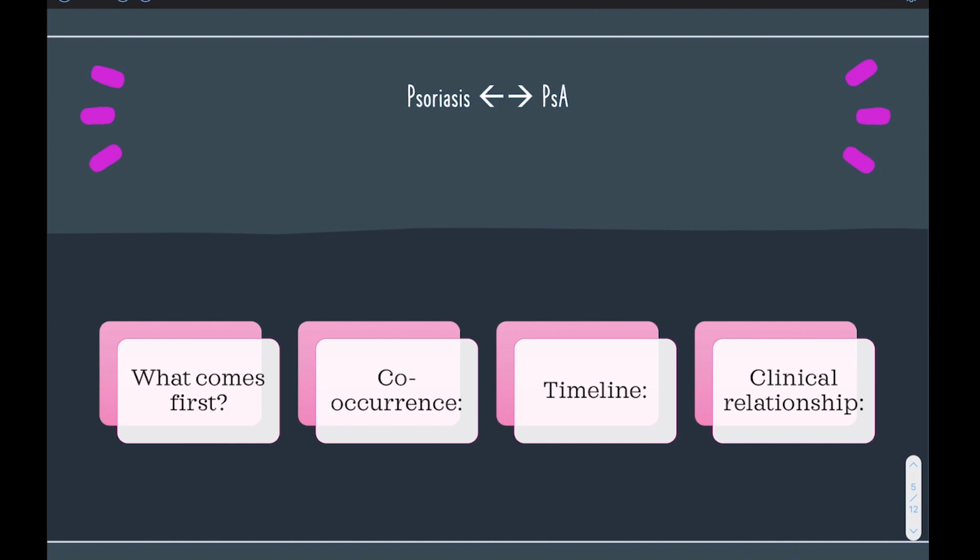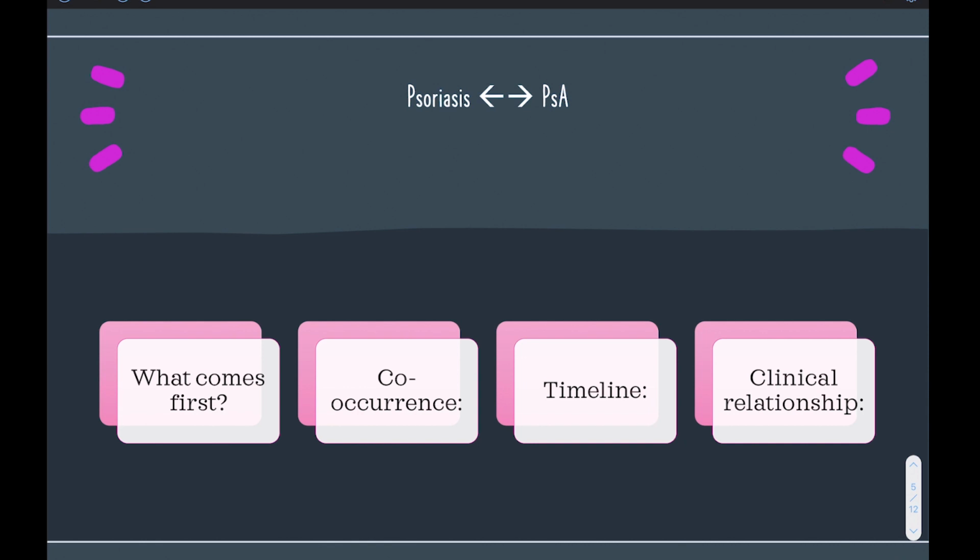Next, let's talk about the timeline. In the majority of patients with psoriatic arthritis, psoriasis will develop first, with a median time between the diagnosis of skin and joint disease of 7 to 8 years, an average of 8 to 10 years in about 70% of patients. In a small number of patients, arthritis may precede, although it's only a small portion of patients. About 15% of the time they can occur at the same time.